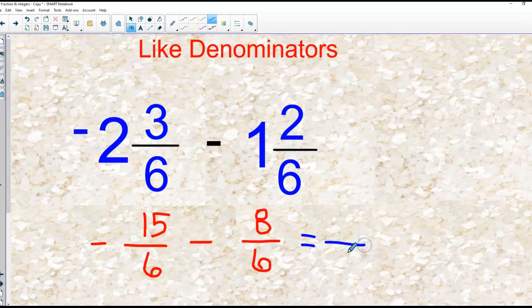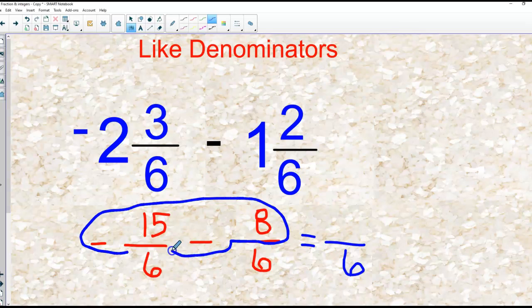Remember, denominator stays. This is a subtraction problem, so I need to do leave, change, opposite. Look at our numerators here. So my problem is negative 15 minus 8. Leave this alone, change, opposite. So in this problem, I get negative 23/6, which again is improper.